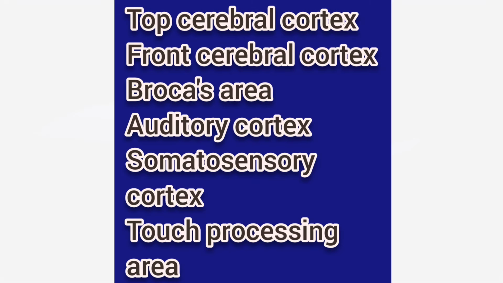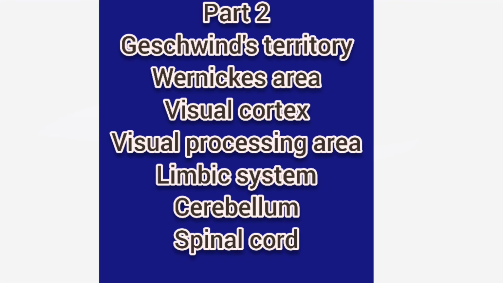So, let's get started. In the last video, we have seen the major first 6 parts of the brain. They were top cerebral cortex, front cerebral cortex, Broca's area, auditory cortex, somatosensory cortex and touch processing part. In this video, we will see about the rest of the parts. The parts are Geschwind's territory, Wernicke's area, visual cortex, limbic system, visual processing area, cerebellum. At last we are going to see the additional one, that is spinal cord.